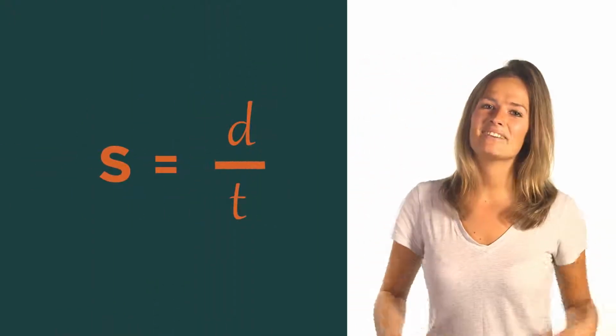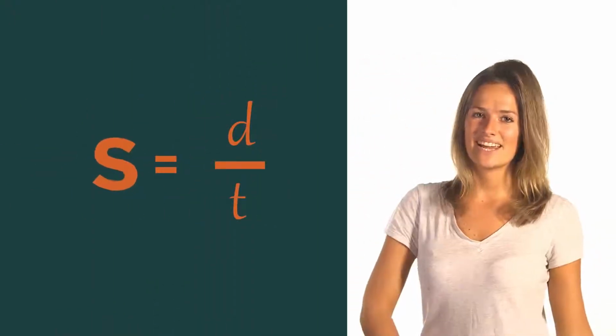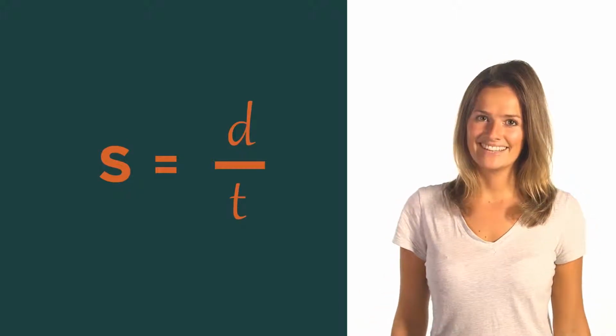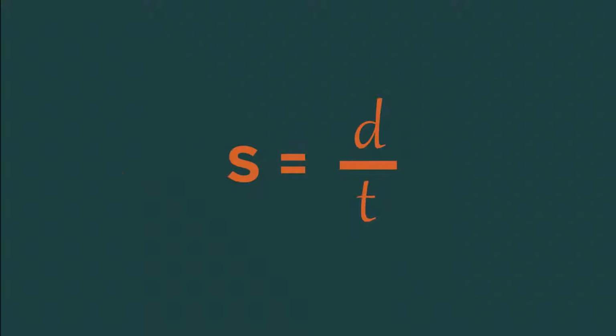In this video, we're going to discover how to change the subject of a formula. This is a very useful algebraic skill. It means we can rearrange a formula so that a different variable becomes a subject. The subject is the letter that's on its own on the other side of the equals sign. So now t is the subject. We change the subject to make the unknown variable the subject.